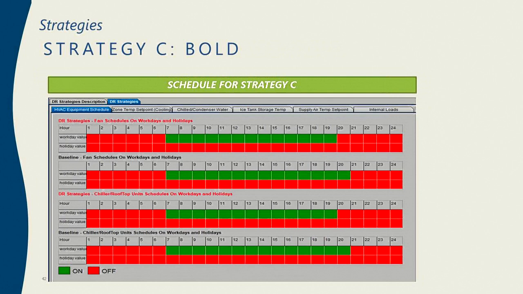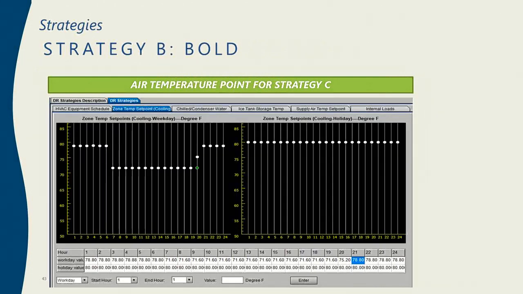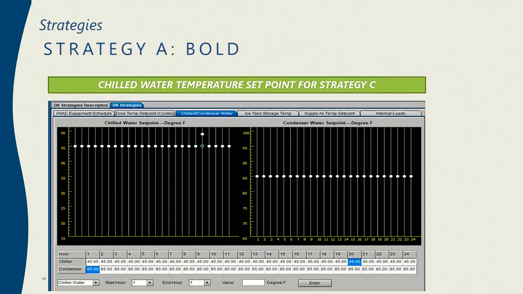This strategy aims to leverage DR by turning off the chiller at 8 p.m. and keeping it off, increasing the temperature to 24 degrees Celsius. The DR will take place from 8 p.m. to 9 p.m. This is the schedule for strategy C. This is the air temperature point for strategy C. This is the chilled water temperature set point for strategy C.